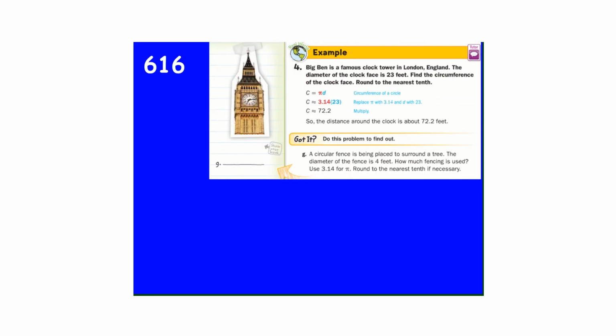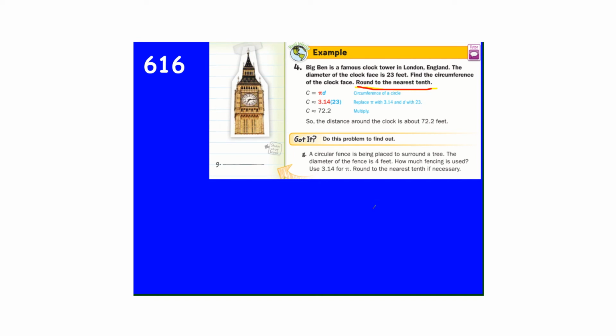Okay, moving on, page 616. Big Ben is a famous clock tower. The diameter of the clock is about 23 feet, or it is 23 feet. Find the circumference. So you have to take 3.14 times 23. And approximately 72.2. It says round to the nearest tenth. Make sure you're reading those directions, your rounding directions. So round to the nearest tenth, okay?